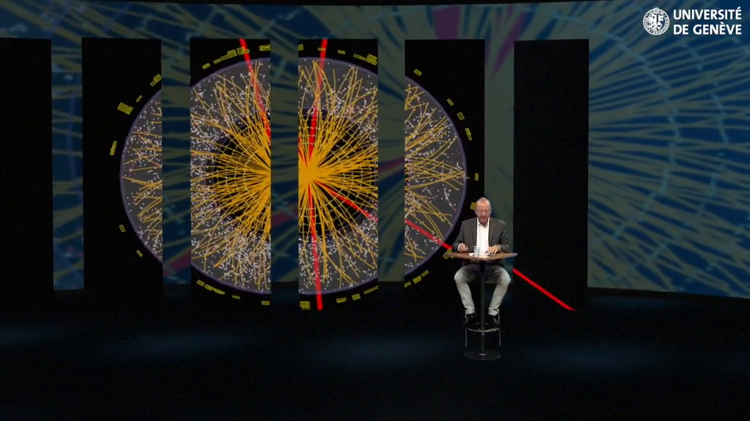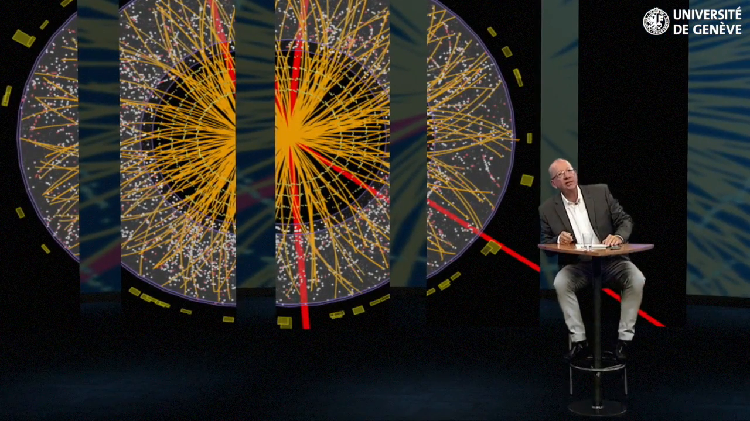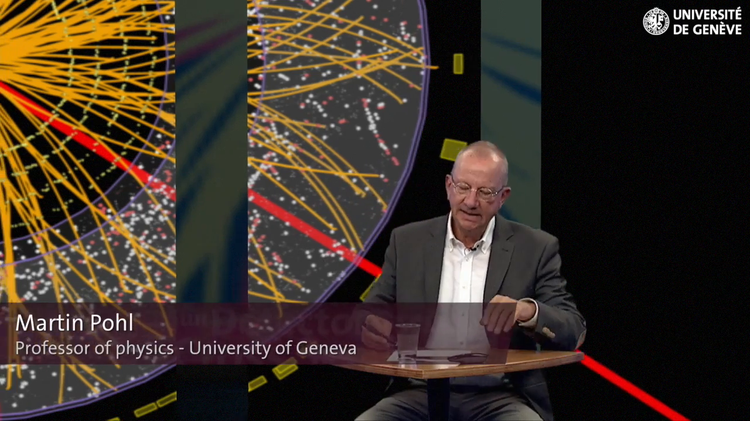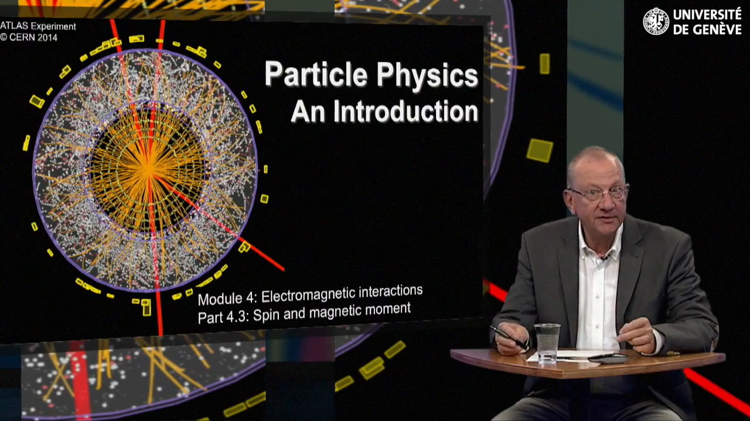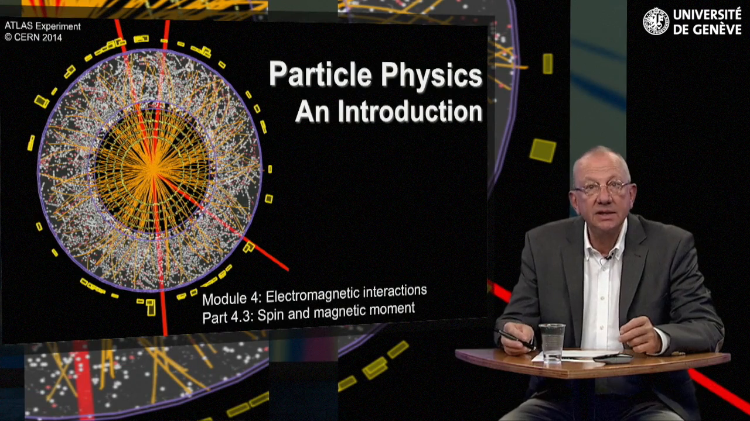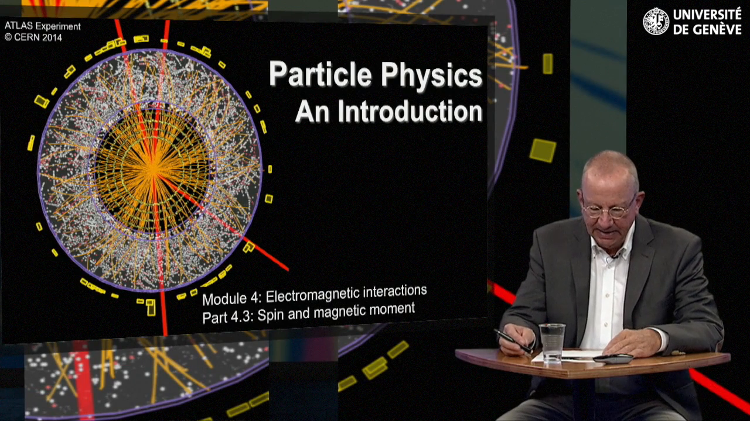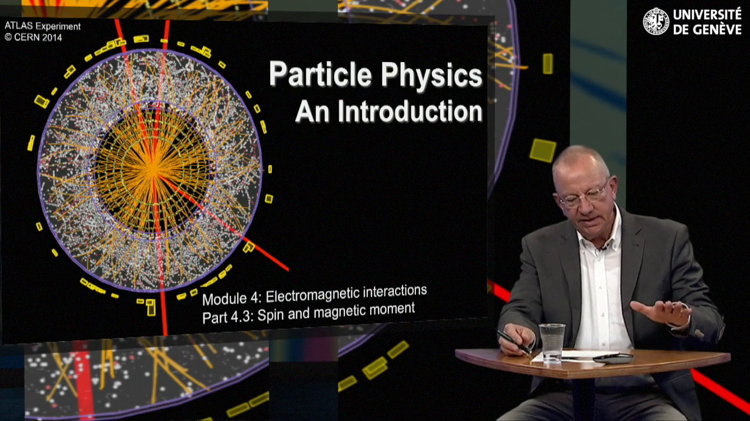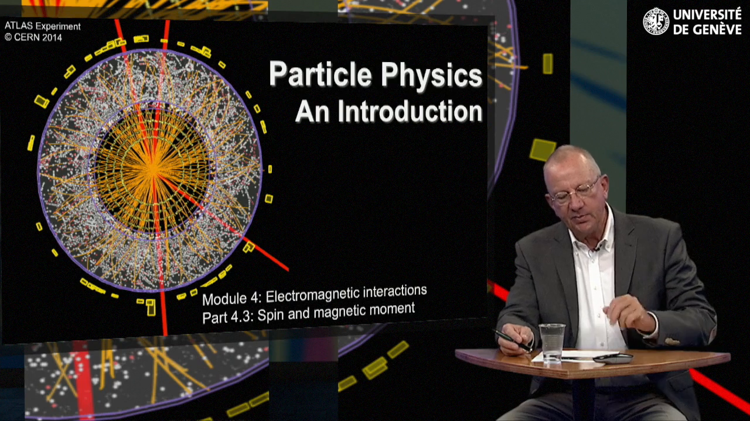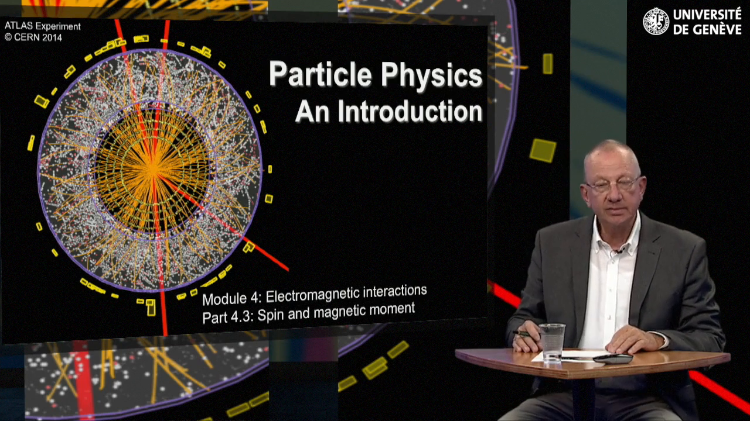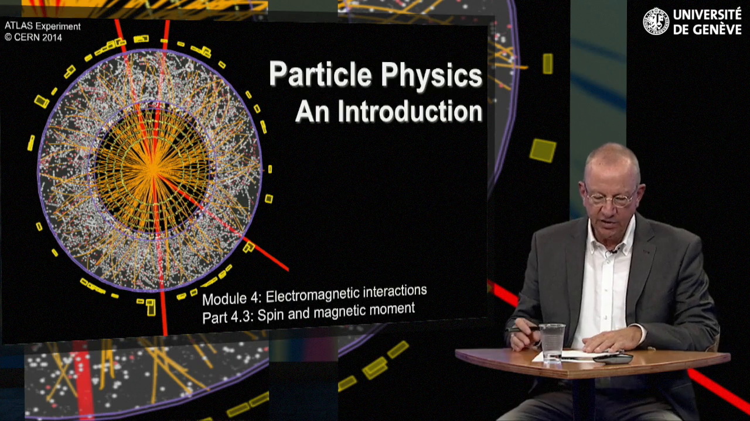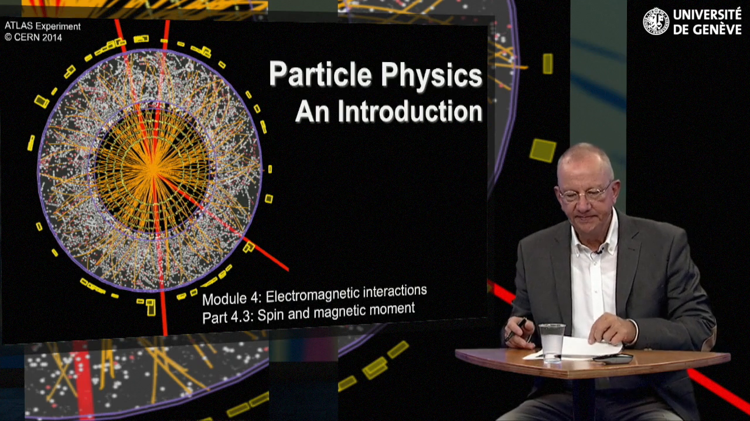During this fourth module, we go into details about the properties of electromagnetic interactions. In this third video, we discuss the phenomenon of spin and its consequences for electromagnetic interactions. After following this video, you will know spin as a typical quantum observable and its measurable consequences, and the functional principle of a Penning trap.